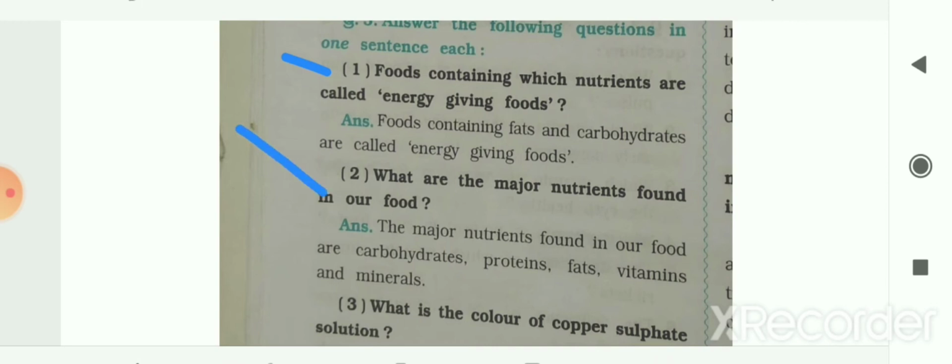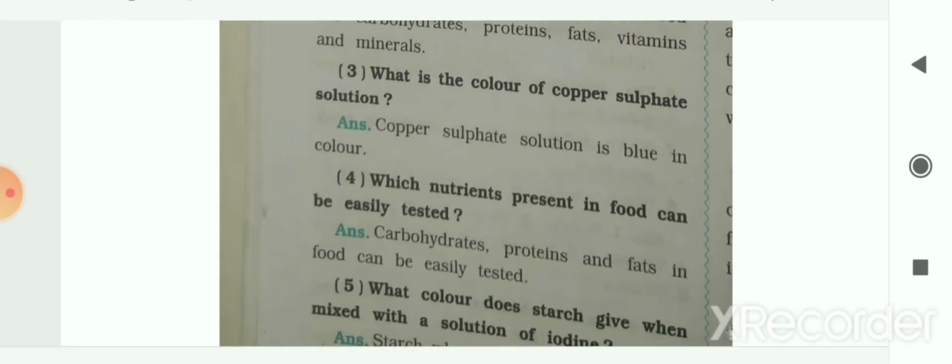The next question, what are the major nutrients found in our food? So the major nutrients found in our food are carbohydrates, proteins, fats, vitamins and minerals. The next question, what is the color of copper sulfate solution? So the color of copper sulfate solution is blue.